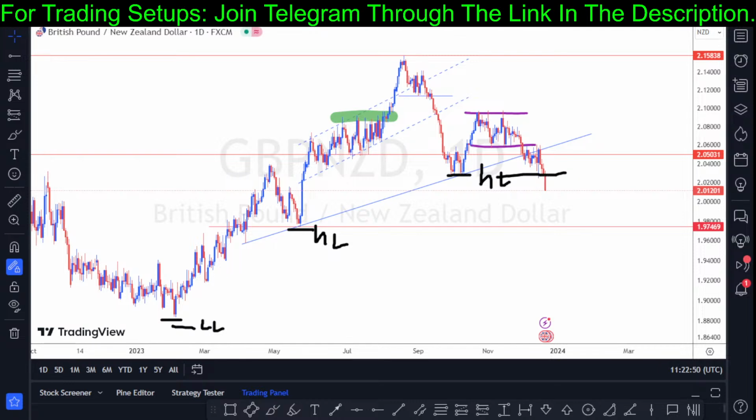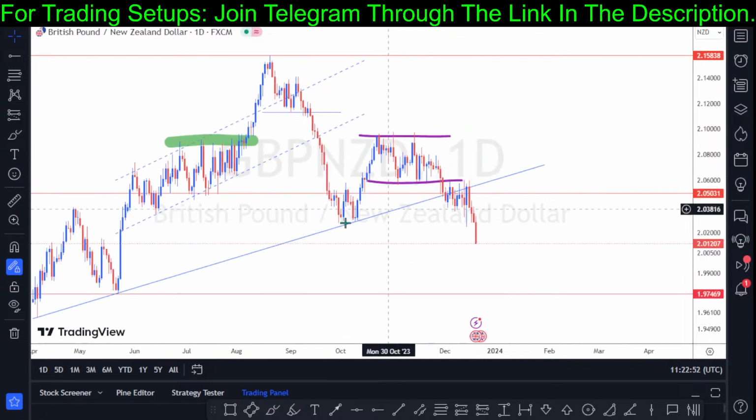So if I were you, I want to look out for a pullback as usual. I want to see a pullback after this strong bearish breakout right here. I will never chase the trend. So let's hope for a pullback, then we go short. This is how I tend to reduce my risk and then increase my profit ratio.